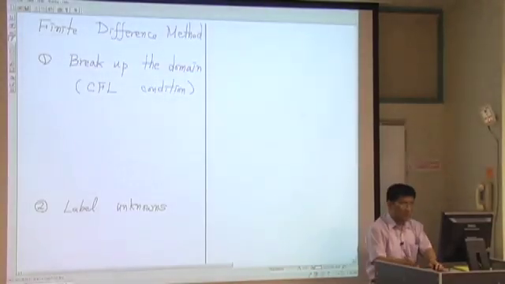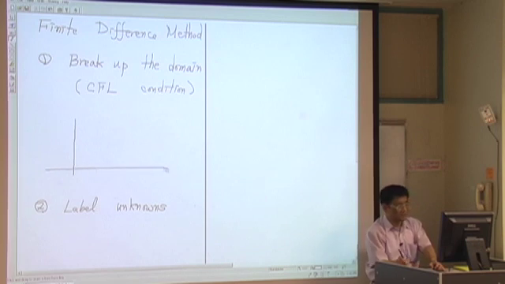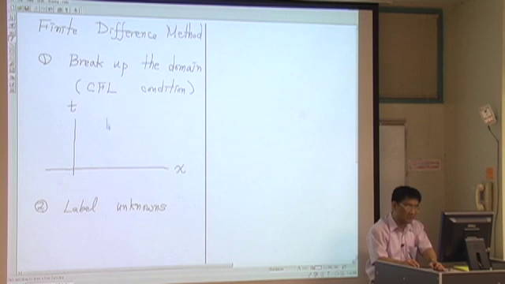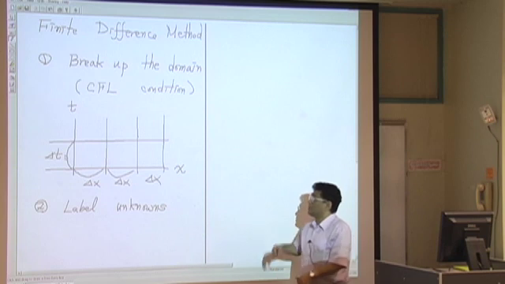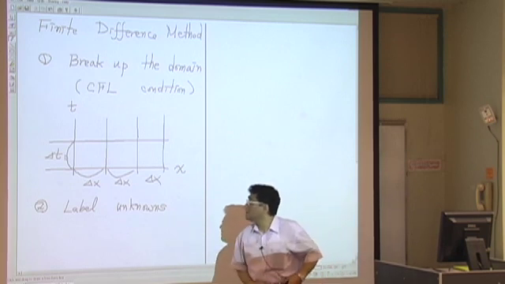But roughly, we just break up using rectangles. Rectangle is the easiest idea. So we assume that this is the x direction, t direction, and we break up in the x direction using delta x. It's possible to unevenly divide, but then it's too difficult to program, right? So we evenly divide the given domain using delta x, and similarly using delta t, and there is some relation between delta t and delta x for CFL condition for the guarantee of convergence.